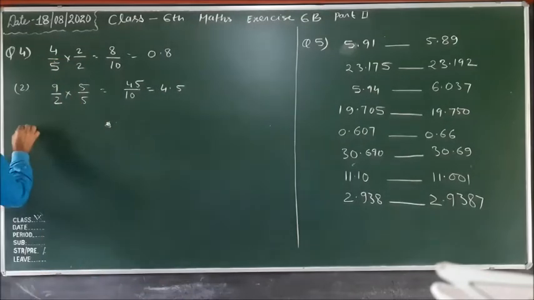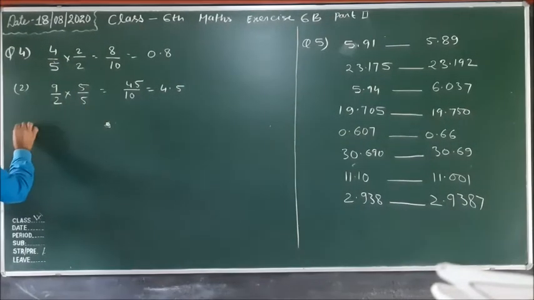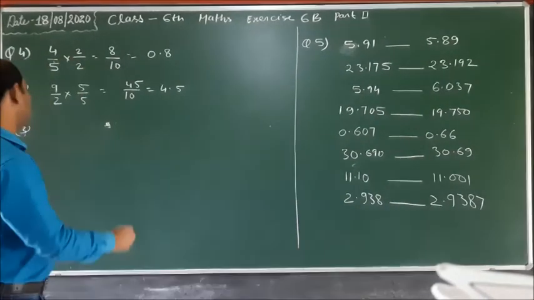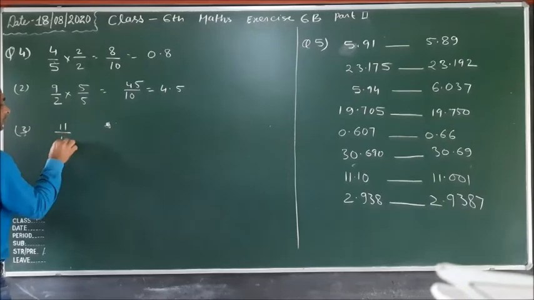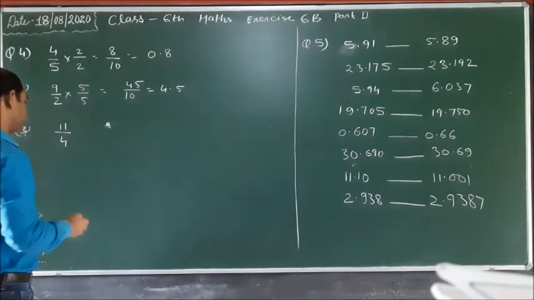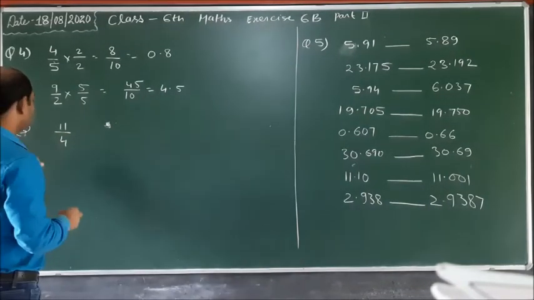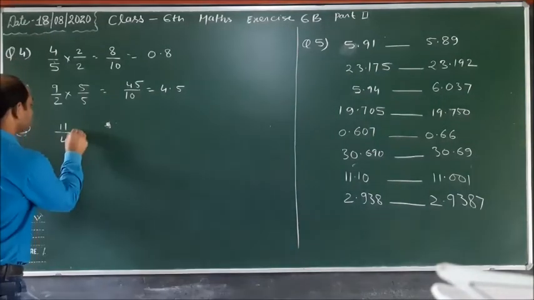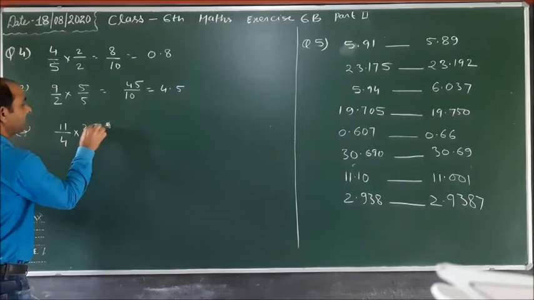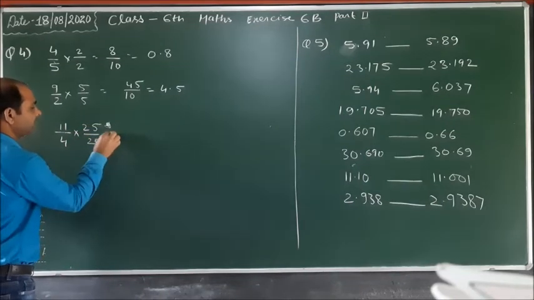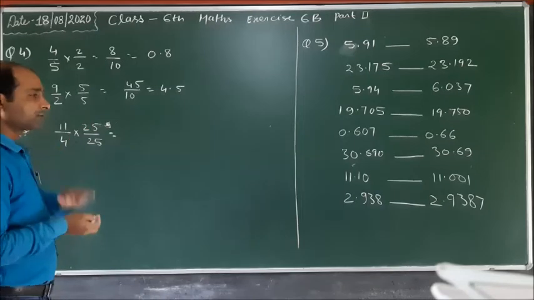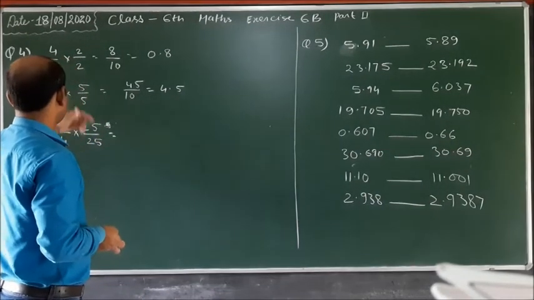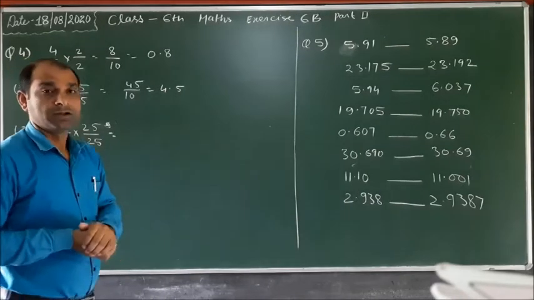Okay, now the question number 3. Question number 3 is 11 upon 4. Now, a multiple of 4 is, suppose we multiply by 25 and 25. Why do we multiply by 25? Here we multiplied by 2 and 5, but here we multiply by 25.